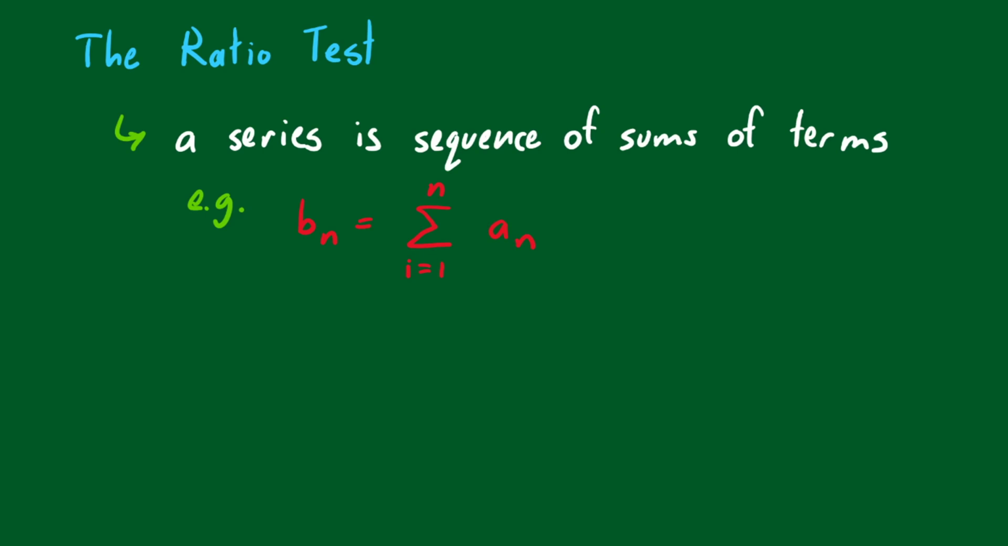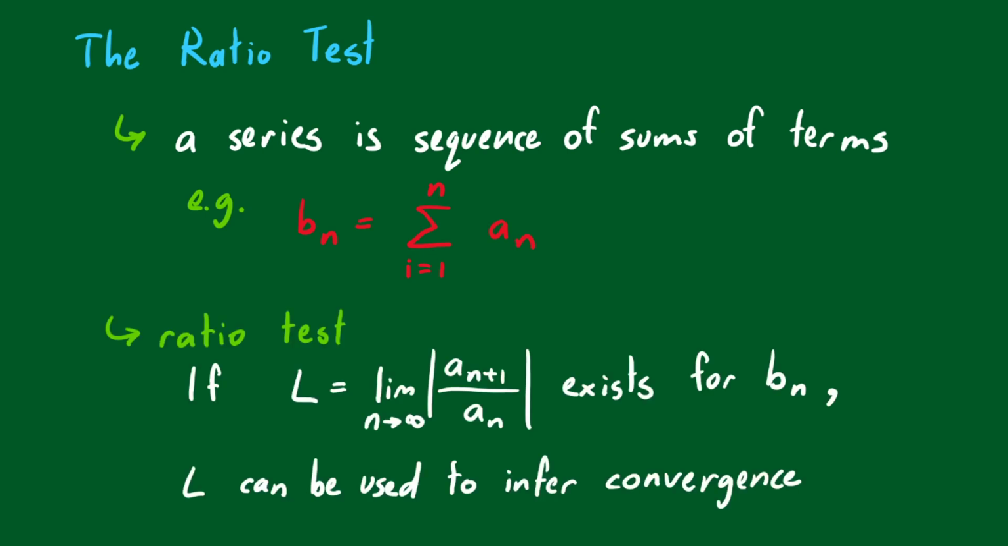In this presentation, I'll be using b sub n to represent the series and a sub n to represent the sequence being summed. The ratio test can be used on a series to infer whether it converges using the ratio of consecutive terms in the summed sequence. Note that this test only works if the limit of this ratio as n approaches infinity is defined.